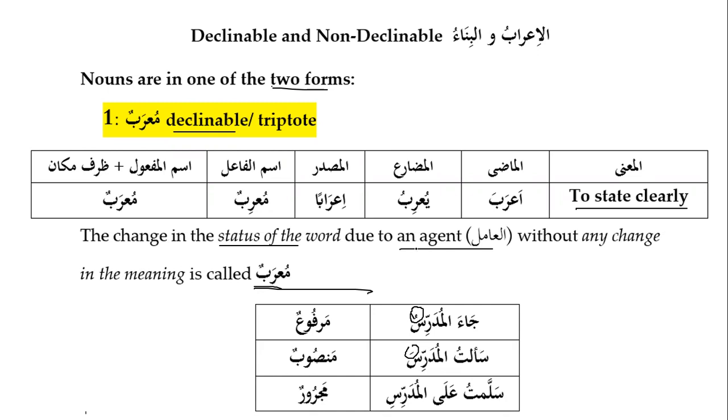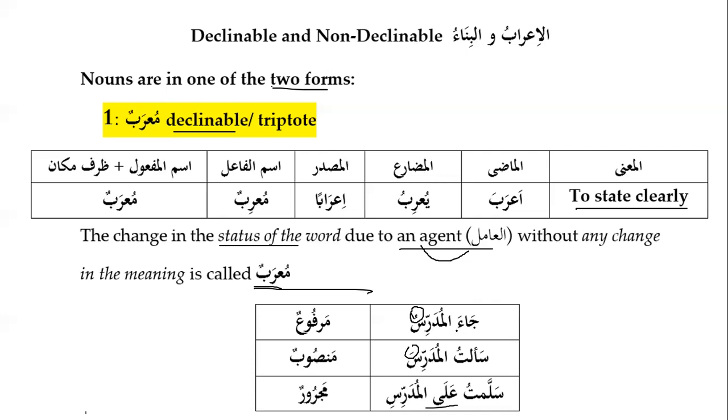Because an agent has to be there. There has to be something. Because of that, the noun will never ever be marfu or mansub or majroor by itself without any reason. Whenever it is marfu or mansub or majroor, there has to be a reason. Okay, we have heard that the prepositions like ala, as we can see here, will bring the noun to majroor and it becomes ala al-mudarrisi. However, the verbs are also in the category of amil.